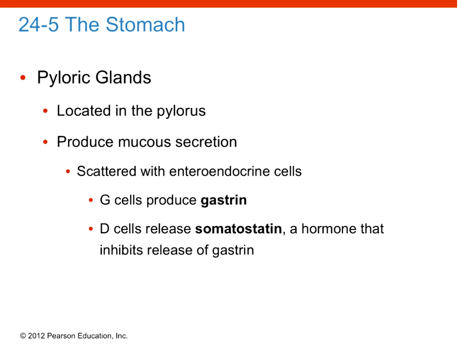So the pyloric glands are going to be located in this area. They produce a lot of mucus secretions, and those mucus secretions help to protect the lumen of the stomach from the hydrochloric acid and from all those enzymes there.